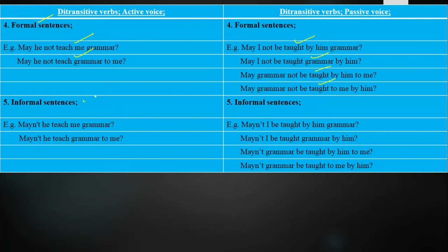Last, we have got the informal sentences of modal auxiliary verb may. Mayn't he teach me grammar, mayn't he teach grammar to me, mayn't I be taught by him grammar, mayn't I be taught grammar by him, mayn't grammar be taught by him to me, mayn't grammar be taught to me by him. So these are the sentences of modal auxiliary verb may.